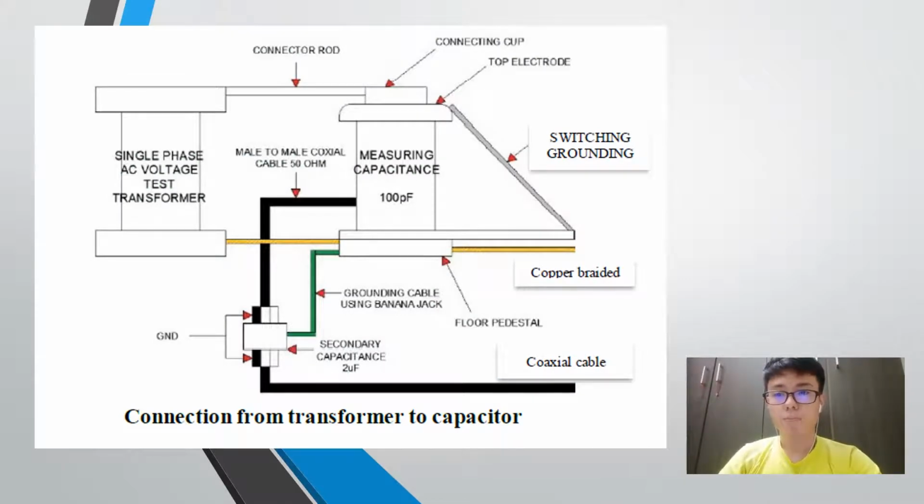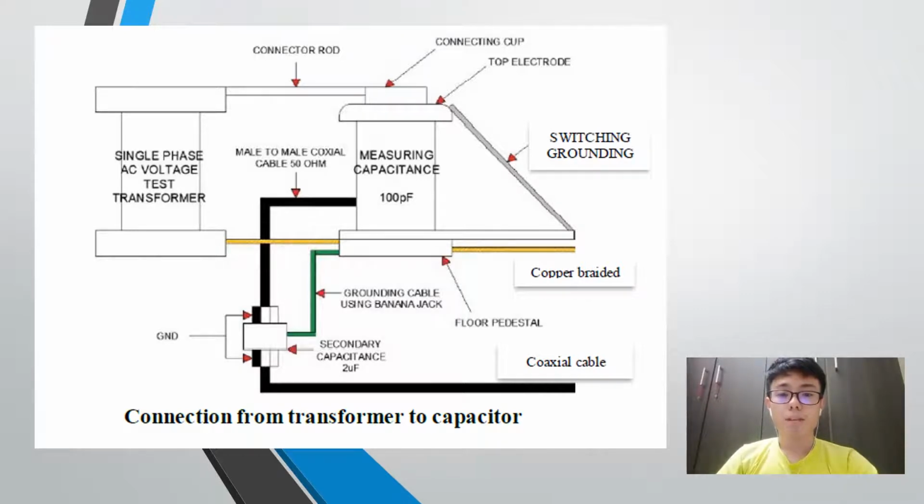Thank you to SYAZWAN. My name is YONG. Now I will continue the presentation with assembling the basic components, with the connection from the transformer to the capacitor for the measurement. From the figure above, we can see that the connection between the single phase AC voltage test transformer and the measuring capacitor uses a connector rod.